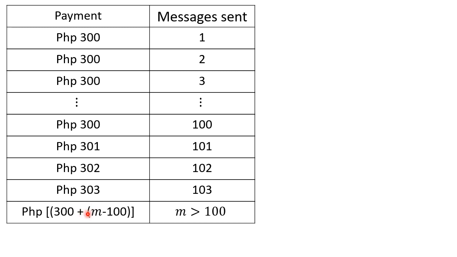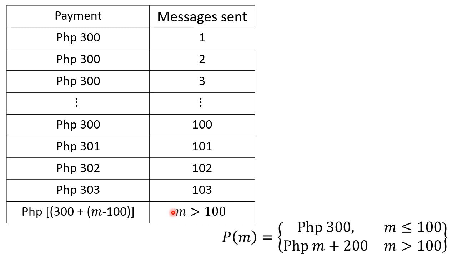Hindi ko na nilagay yung times 1 dito. Supposed to be, meron siyang multiply to 1. Kasi kung ilan man yung messages mo, multiply to 1 peso. So, ilan yung messages mo in excess sa 100 multiplied by 1 peso. Pero since 1 lang naman yun, inumit ko na lang kasi inumit naman talaga natin yung multiplication sa 1. So, this is the function na magre-represent na ngayon para sa kung ilan yung babayaran natin or payment natin as a function of M in messages.